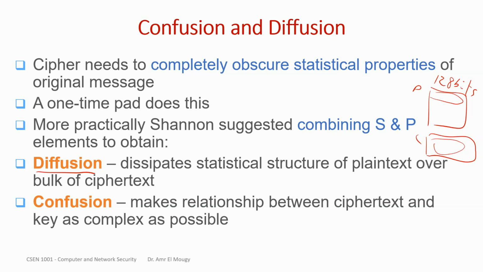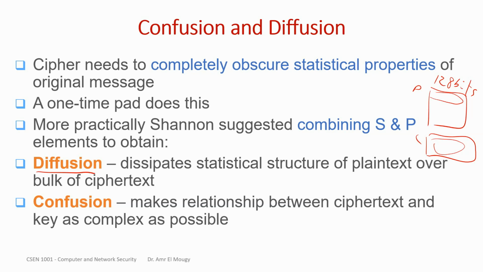This is what is called diffusion. That means, for example, if you input to the block cipher plain text that is all zeros or all ones or alternating patterns of zeros and ones, a good encryption algorithm will create diffusion. That means that these patterns will be diffused over the structure of the ciphertext. They will be dissipated. They will be hidden in the bytes or in the bits of the ciphertext itself. This is diffusion.